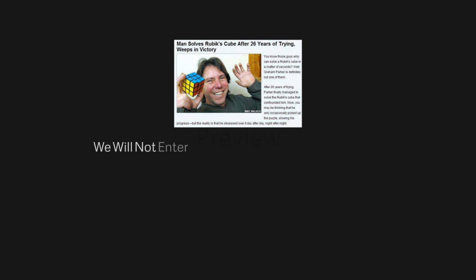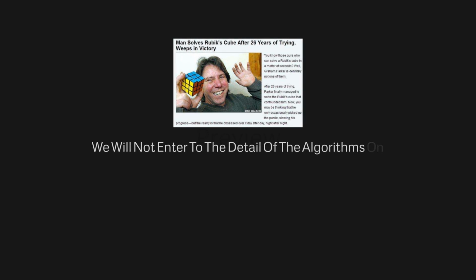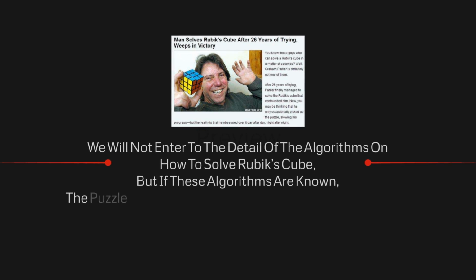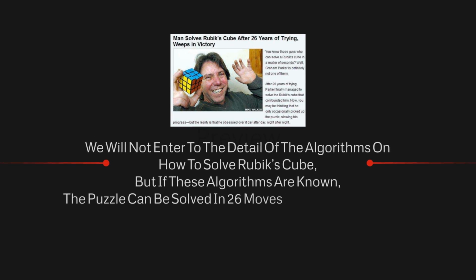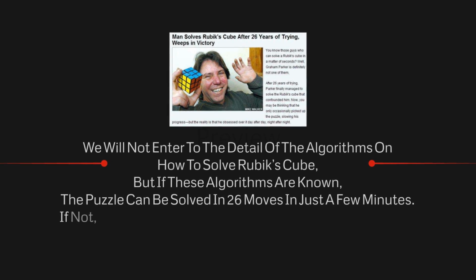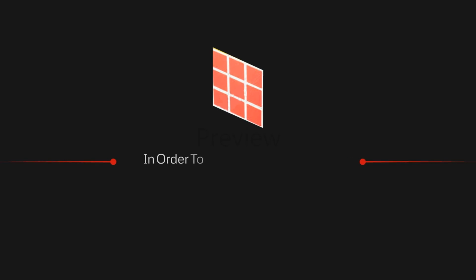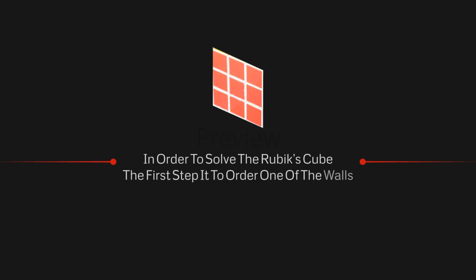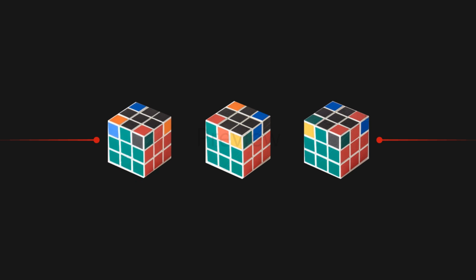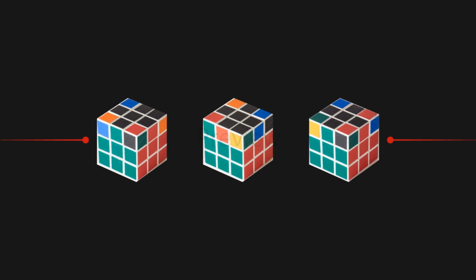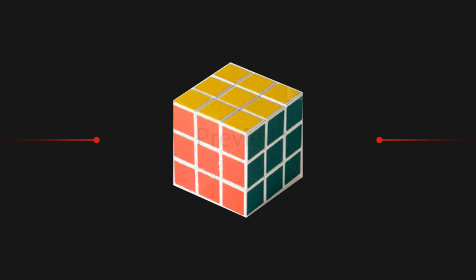We will not enter into the detail of the algorithms on how to solve Rubik's Cube, but if these algorithms are known, the puzzle can be solved in 26 moves, in just a few minutes. If not, it can take 26 years, like Graham Parker from England. Algorithm analogies. In order to solve the Rubik's Cube, the first step is to order one of the walls. Then, one has to break that order several times to attend other chaos within the cube, and repeat it many times before the puzzle is solved.